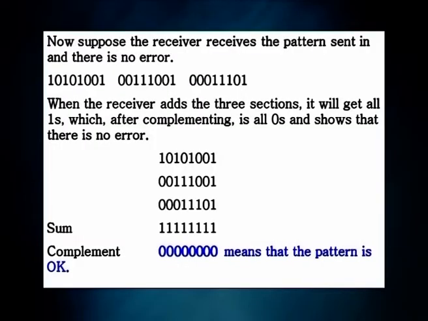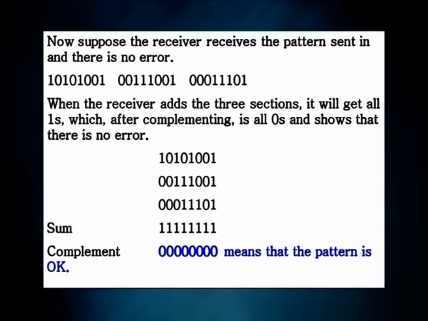Now on the receiver side, the receiver receives the data unit and divides it into segments of equal size. All segments are added using 1's complement. See the figure. Now suppose the receiver receives the pattern sent and there is no error. The result is complemented once again. If the result is 0, the data will be accepted, otherwise rejected. If the final data is non-zero, it is rejected.